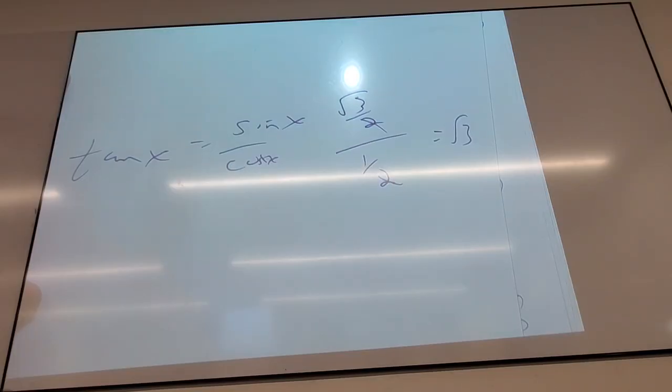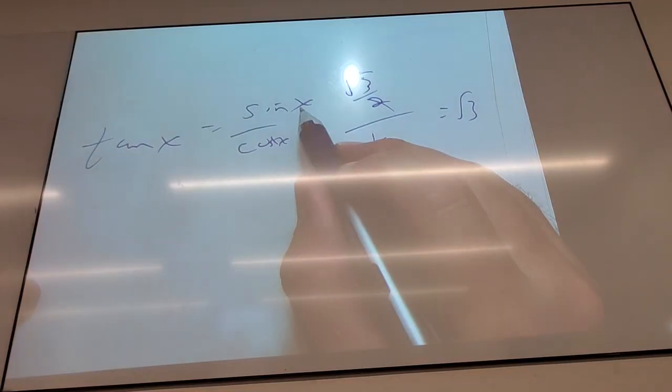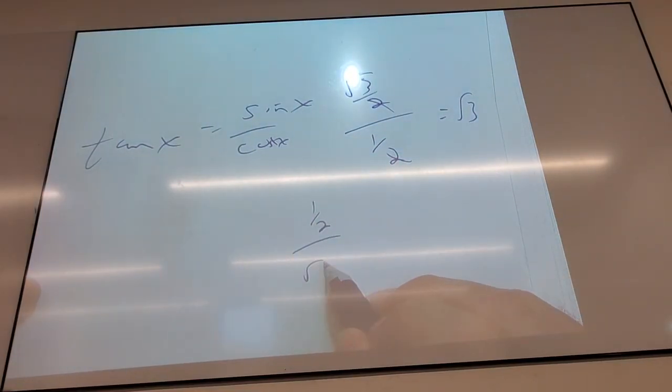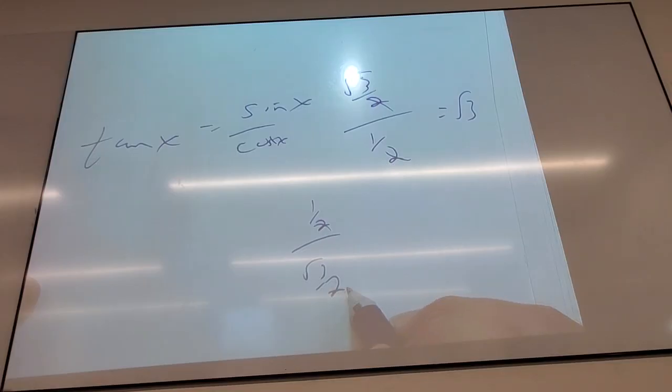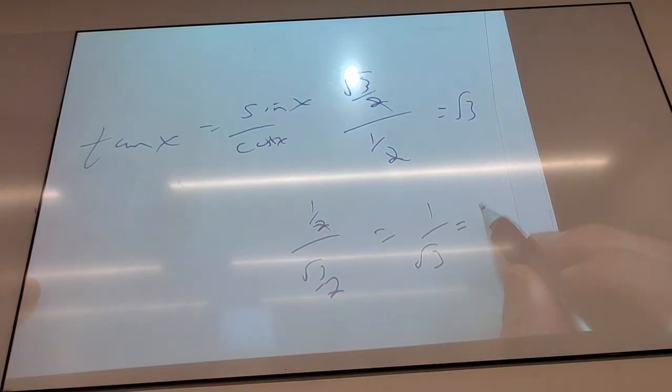Okay. If tangent, what did I just say? I could do this. If sine is 1/2 and cosine is rad 3 over 2, the 2's cancel. I get 1 over rad 3. If I rationalize this, rad 3 over 3, yes?